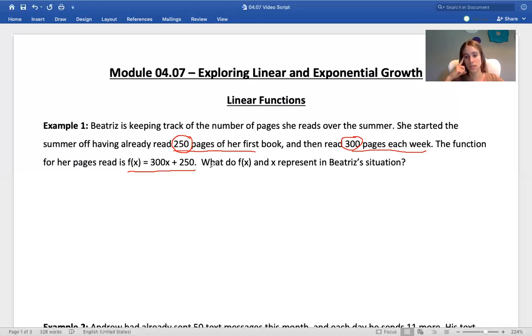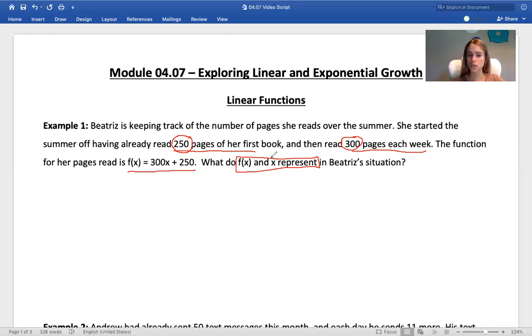What is a question word? So this is where it's going to tell me what I'm looking for. What do f of x and x represent in Beatrice's situation? All right, as part of my second read, once I'm done annotating, I'm going to go ahead and answer that question. So what do f of x and x represent?